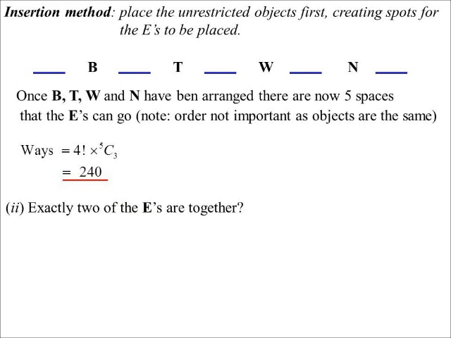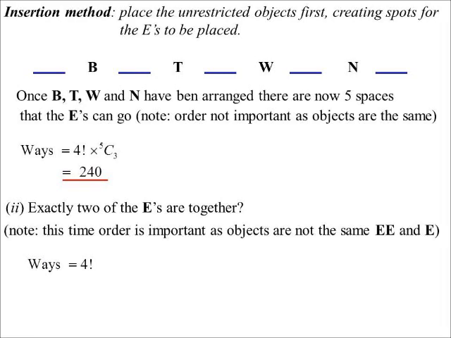What about if exactly 2 of the E's are together? Well, again, I'll place the B, T, W and the N down. But now I'm saying there's 2 objects. There's one object that is E, and there's another object that's EE. So now order's important, because they are different objects. So I will go, of those 5 spots, I'm going to use 2 of them, one to place the E, one to place the EE, and it's a permutation, not a combination.